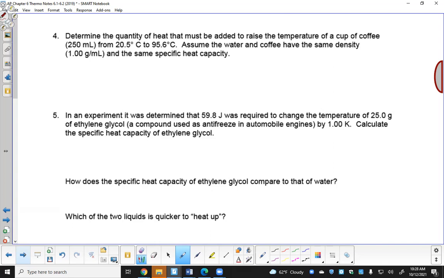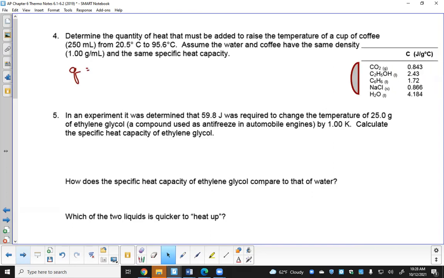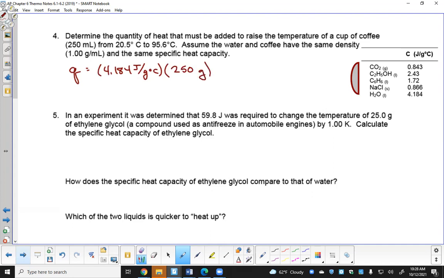Let's see what we've got. We're going to get Q. Specific heat capacity of water, 4.184. That's one that you're going to see so frequently, you're going to have it memorized in a day or two. Water is used a lot as a reference point. So 4.184 joules per gram Celsius. 250 milliliters of coffee at a density of 1 gram per 1 milliliter would be 250 grams of coffee. And temperatures, heating up to 95.6, starting at 20.5.